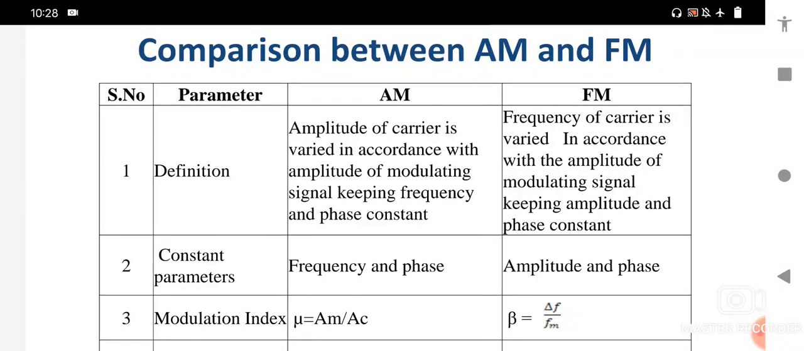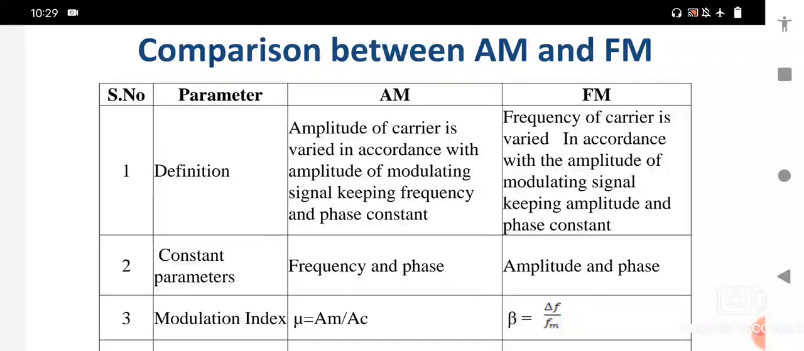Amplitude modulation is nothing but the amplitude of the carrier being varied in accordance with the modulating signal. Here the frequency and phase are constant parameters. In frequency modulation, the frequency of the carrier is varied in accordance with the amplitude of the modulating signal. Here amplitude is constant and phase is also constant. So this is the first parameter of comparison between amplitude modulation and frequency modulation.